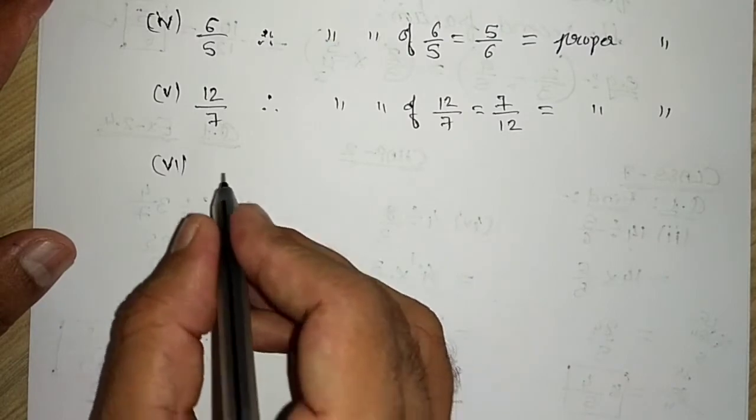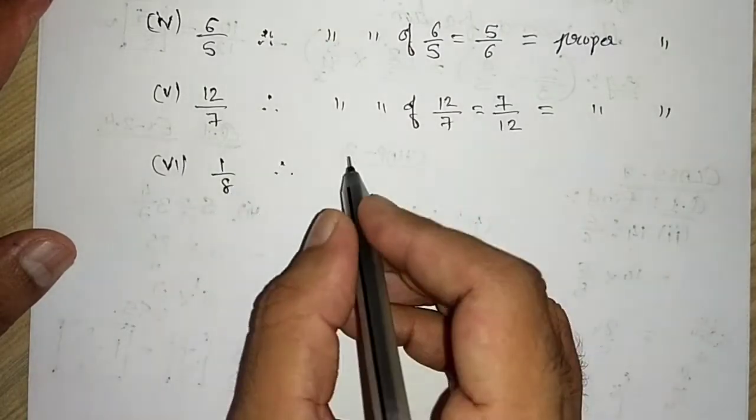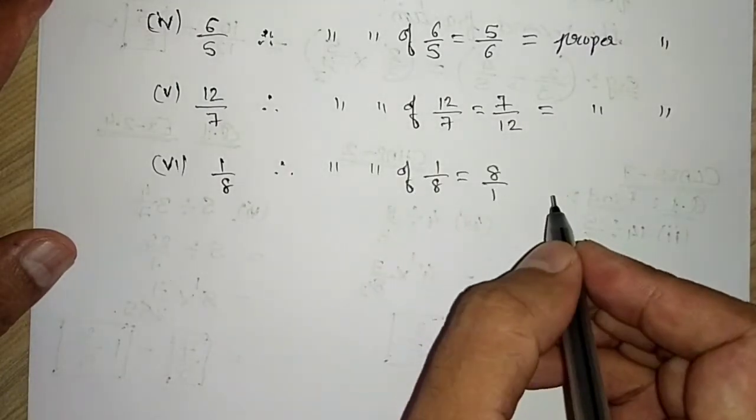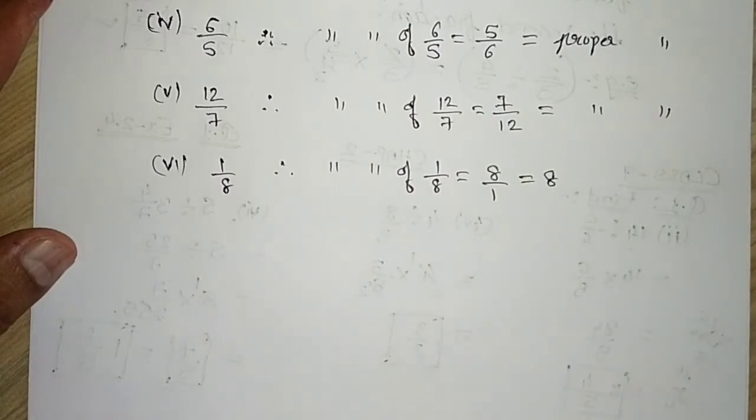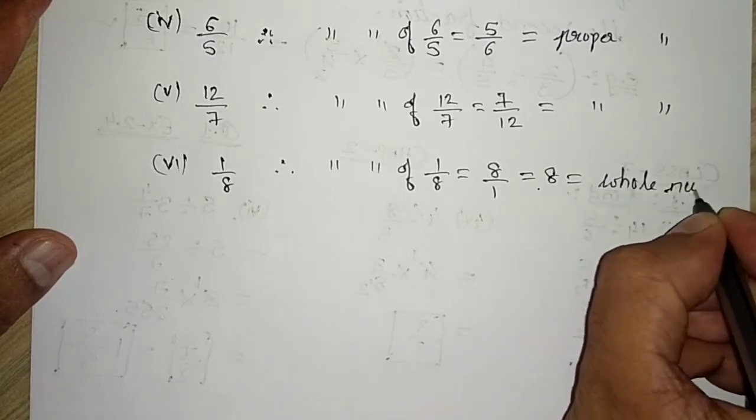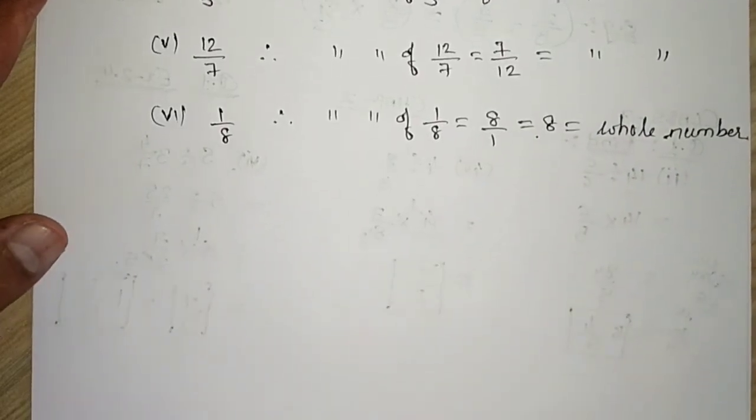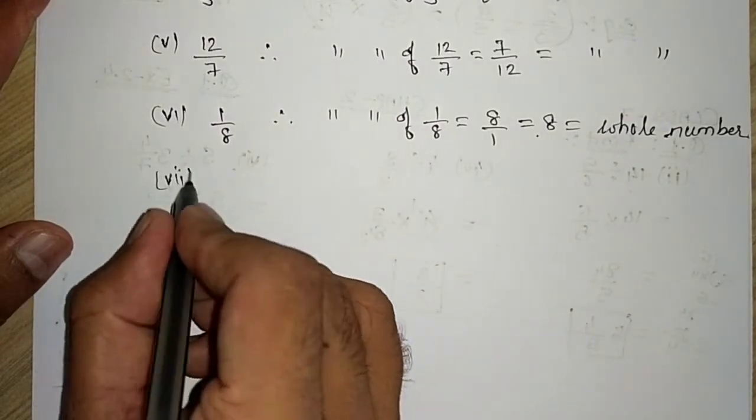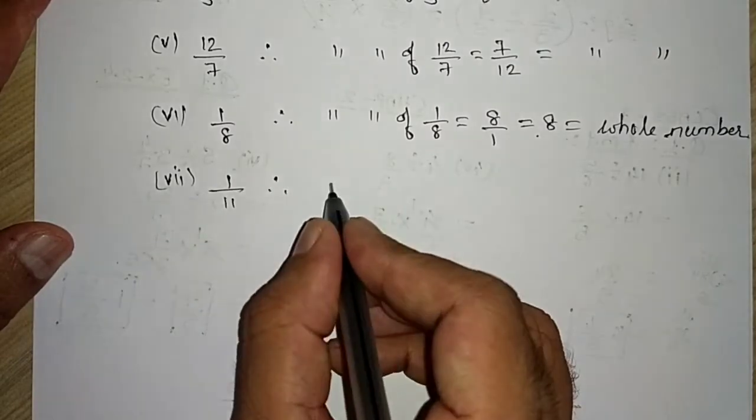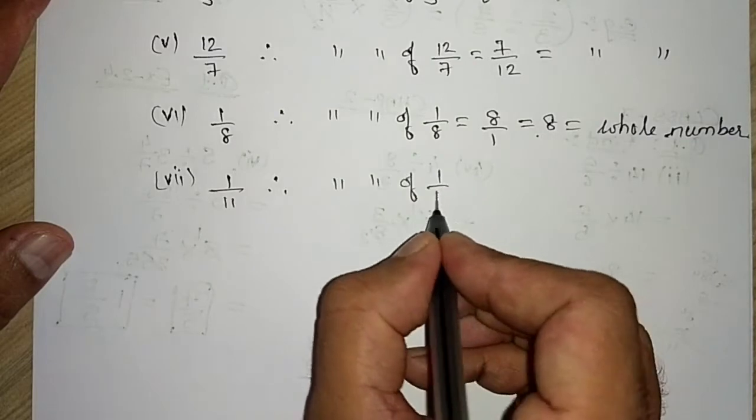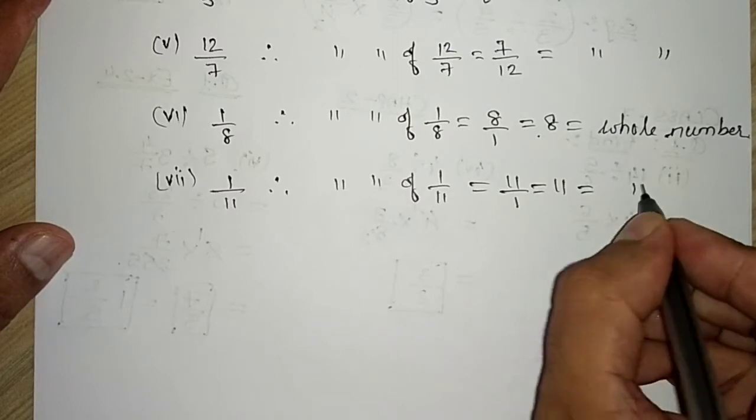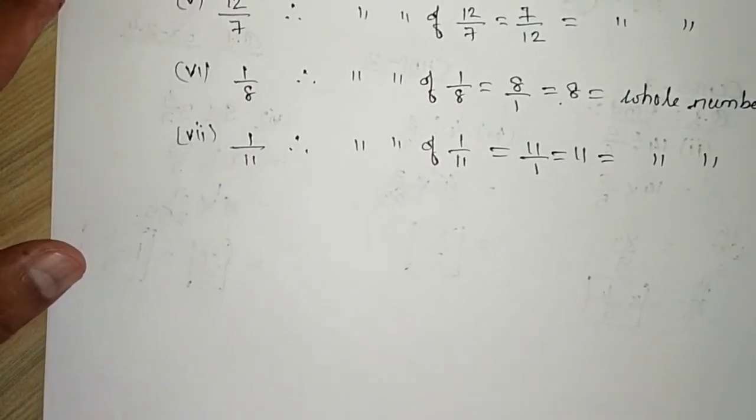Sixth part is 1 by 8. Therefore we can write the reciprocal of 1 by 8 is equal to 8 by 1, which can be written as 8 only. And what is 8? It is a whole number. Okay, now seventh part is 1 by 11. Therefore the reciprocal of 1 by 11 is equal to 11 by 1, which I can write as 11, which is again a whole number. Hope you have understood this question.